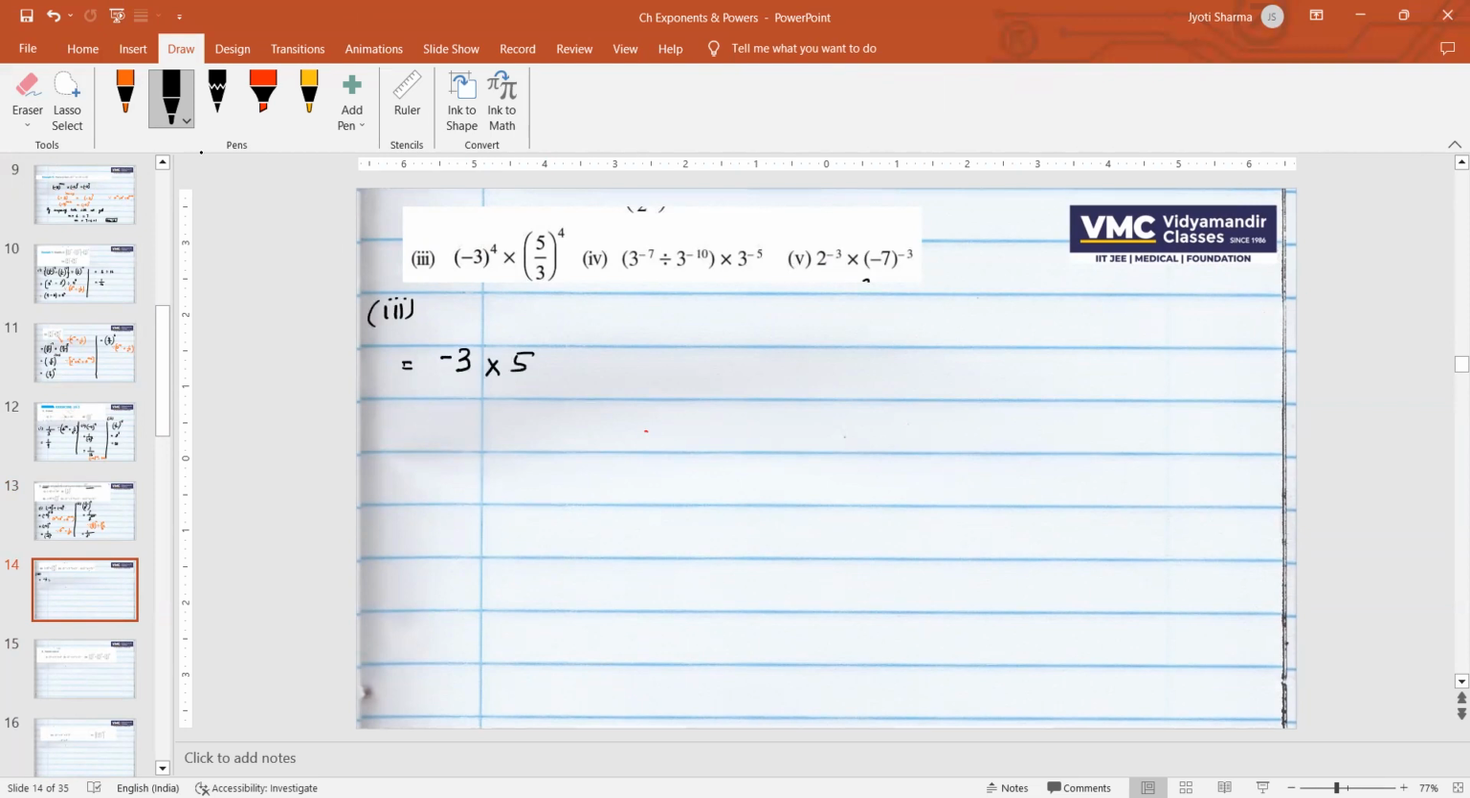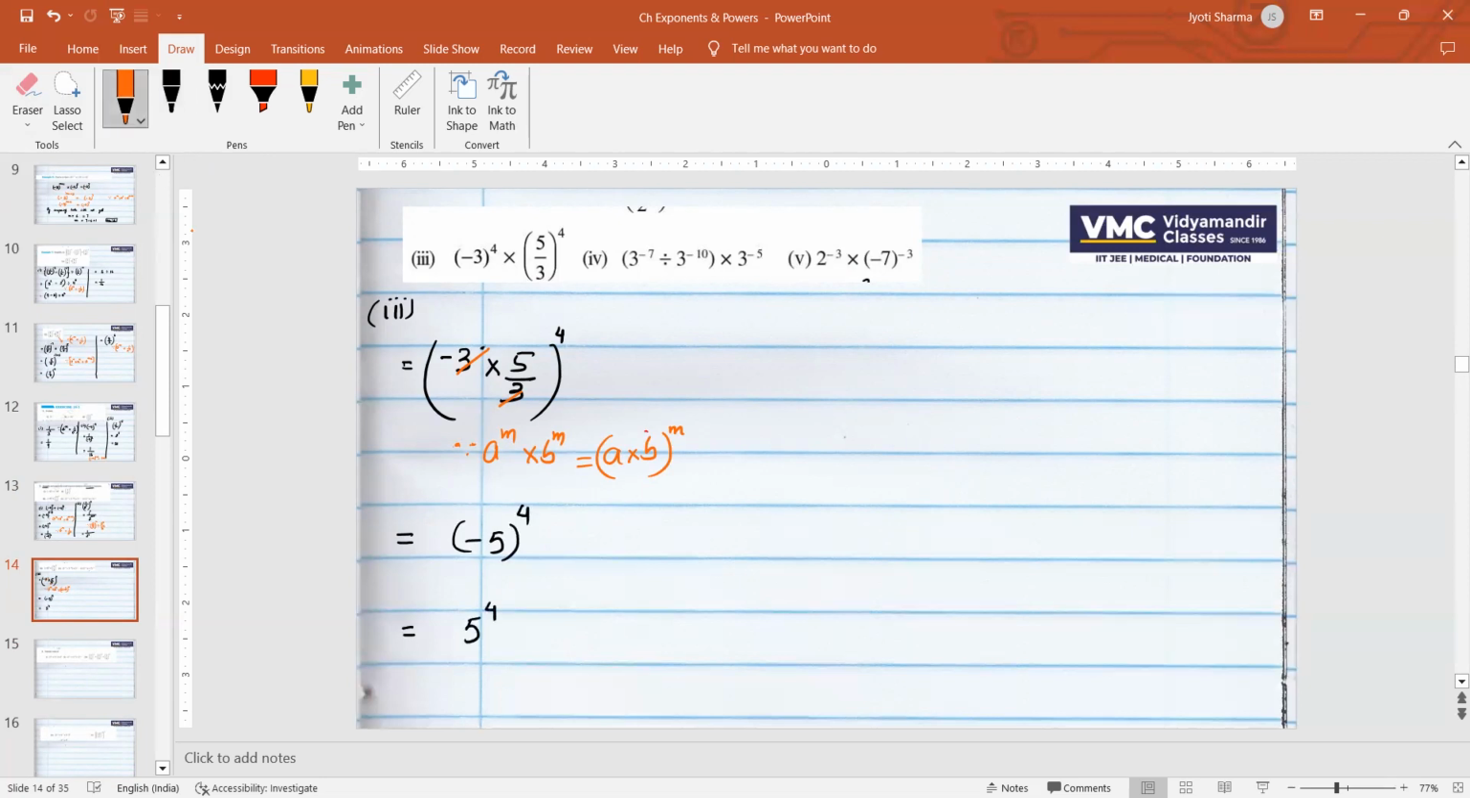So I can write in one bracket the whole power using the law. This got cancelled out. Minus 5 raised to the power 4 is equal to 5 raised to the power 4.